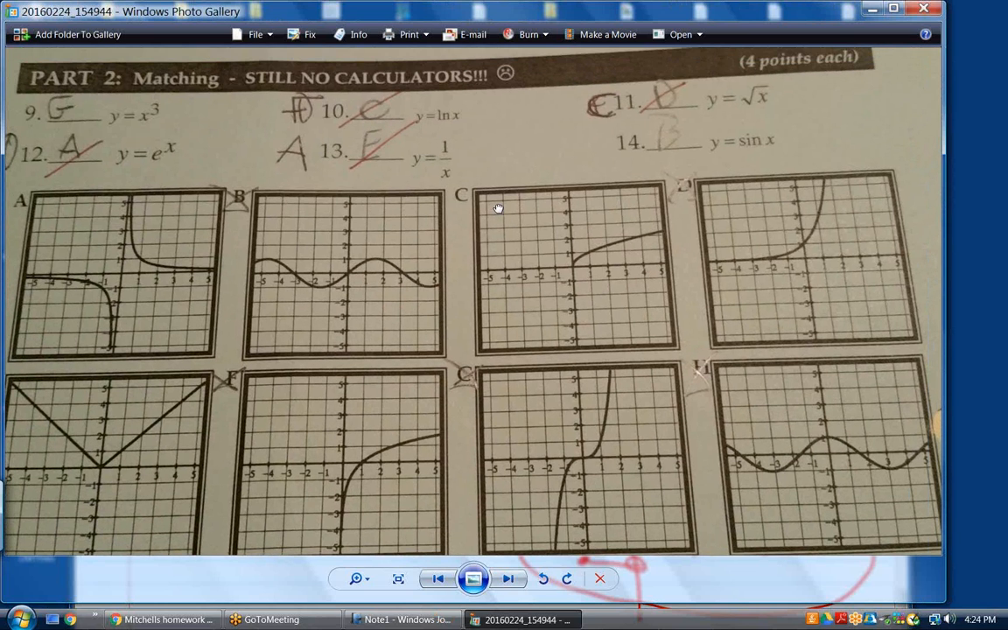And this, I just need help kind of like memorizing what the graphs look like. All right.